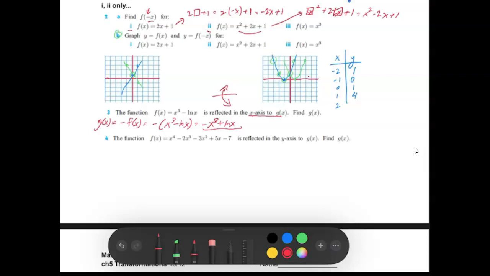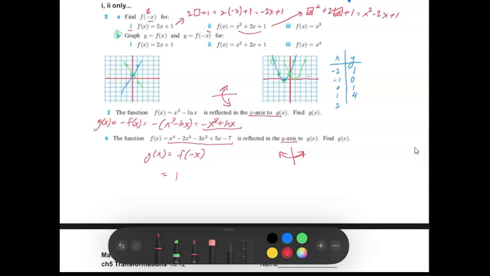Number 4, the function, and then they give us this huge polynomial, is reflected in the y-axis to g of x. If we reflect in the y-axis, that would be a horizontal reflection, which would mean that g of x is equal to a horizontal reflection. So that would be inside the parentheses. I would put f of negative x, right? And so what does that mean?